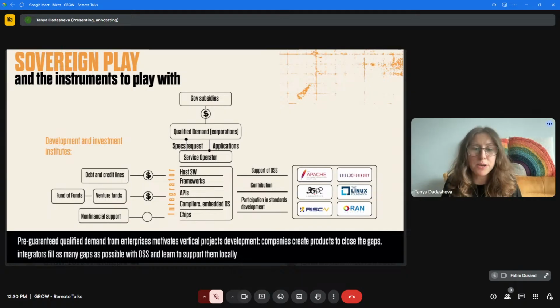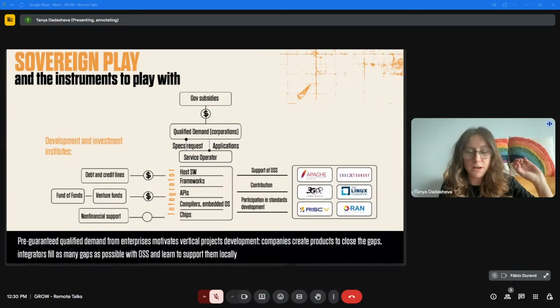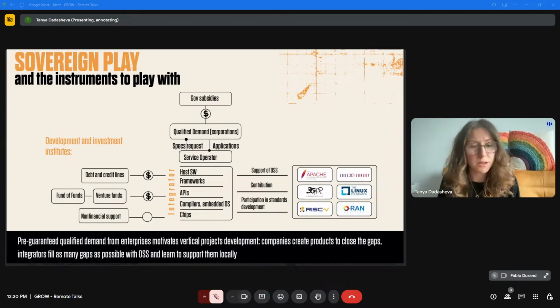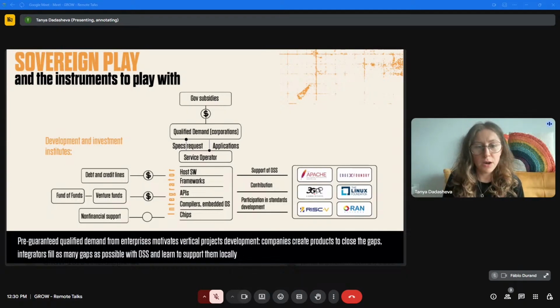And then you can have an integrator that takes all the components of the stack and puts them together. The components are obviously open source, so they do need to be synchronized with the global ecosystem, but they do need to be supported locally. There has to be a local integrator, and all of that can definitely use the local institutions and local money, and that could be whole synchronized efforts to do that.